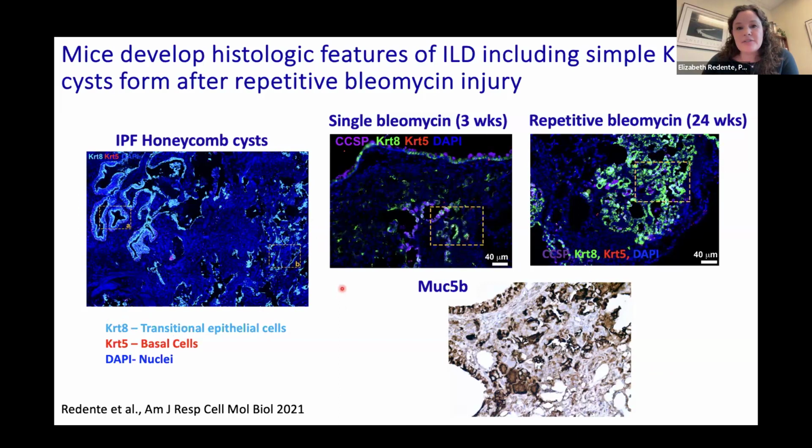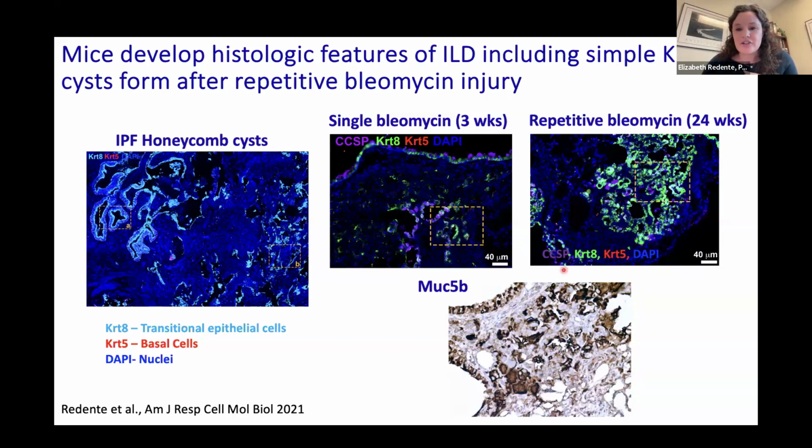When we look at a single dose bleomycin, this is 3 weeks, so the peak of that fibrotic response, and stain for airway cells with CCSP in purple and these transitional epithelial cells, KRT8, in green, we can see a few of these cells present, but they're really not very dominant and aren't forming defined structures. However, after repetitive bleomycin, at 24 weeks, we now see a robust expansion of these KRT8 positive cells, and they're beginning to form these simple cyst structures.